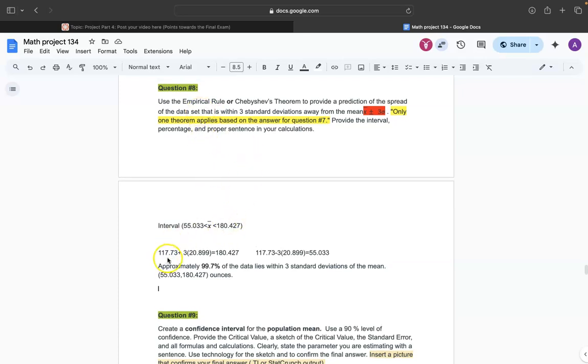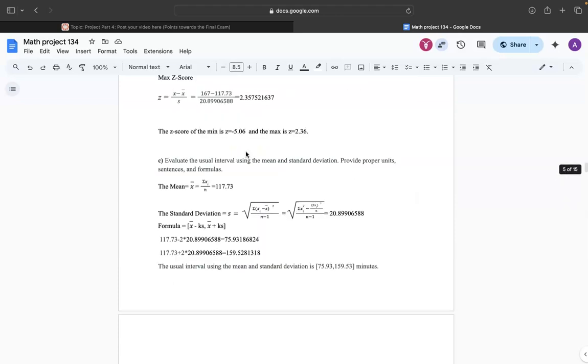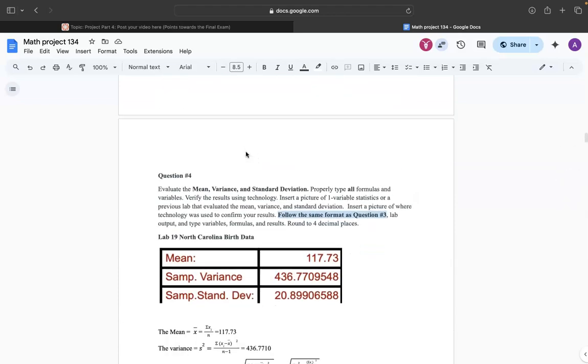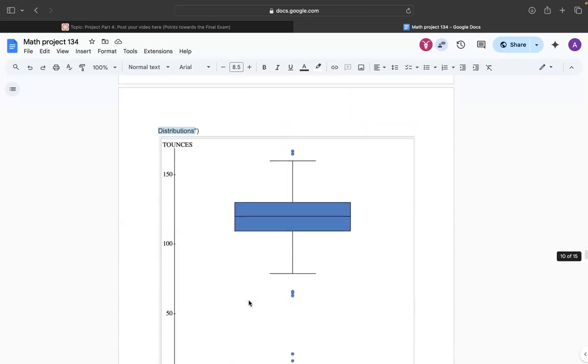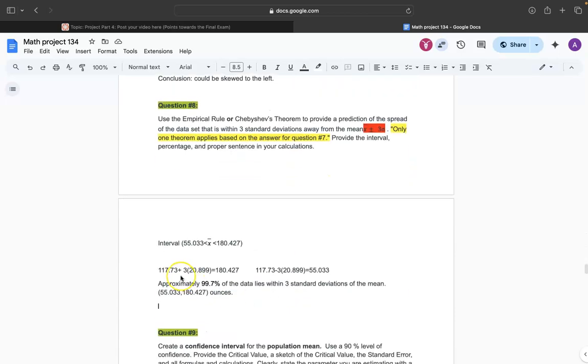We have the 117.73 and the 20.899 from up top. We got it from the 117.73 as our mean, and the 20.899 is going to be our sample standard deviation. As we make our way back down, now we're going to take the 117.73, add the 3 multiplied by the 20.899. And this number here, the 180.427, is going to be our upper.